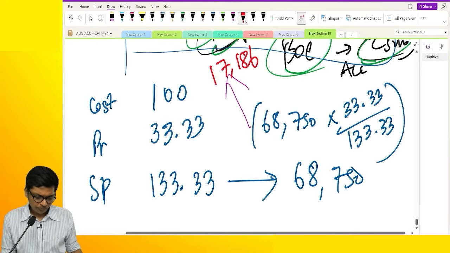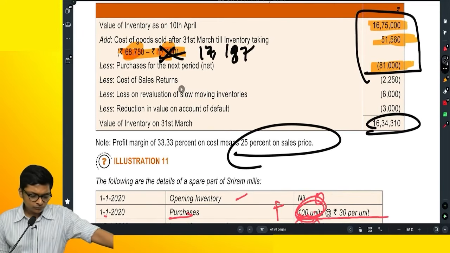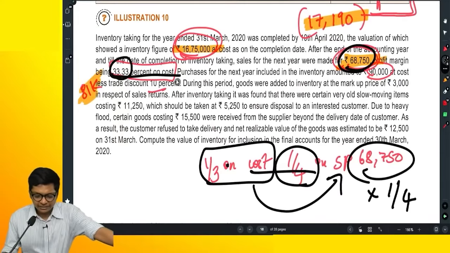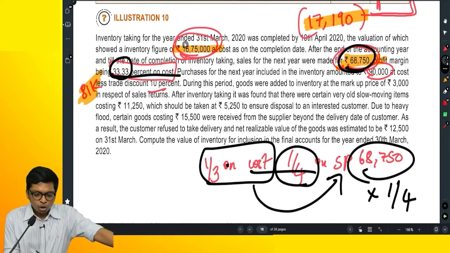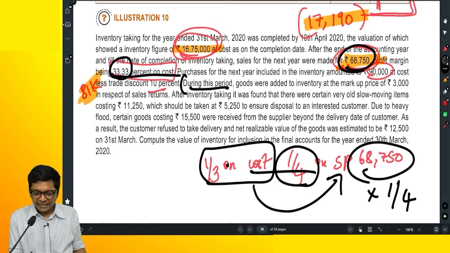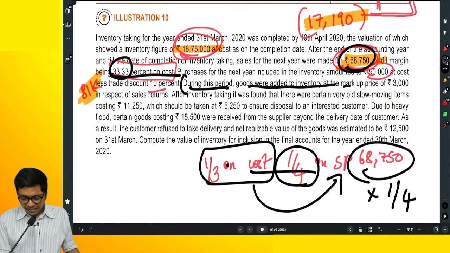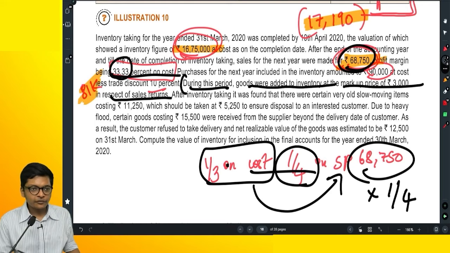Okay. Next, look at the next three adjustments one by one. During this period, which period? After year ending, goods were added to inventory at the market price of 3000 in respect of.